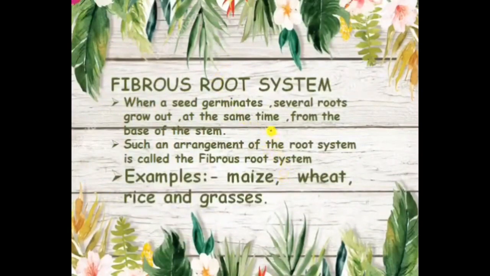Fibrous root system means when a seed germinates, several roots grow out at the same time from the base of the stem. So many roots arise from the base of the stem. Such an arrangement of roots is called a fibrous root system. Examples are maize, wheat, rice and grasses.